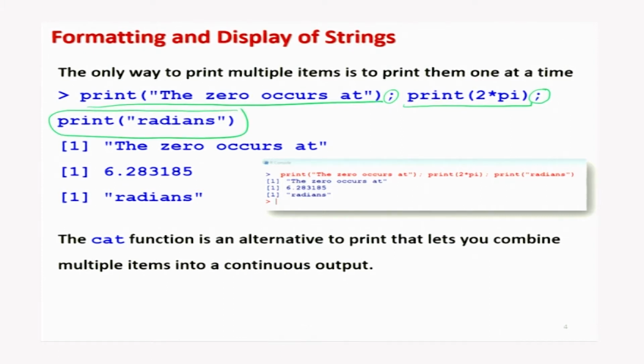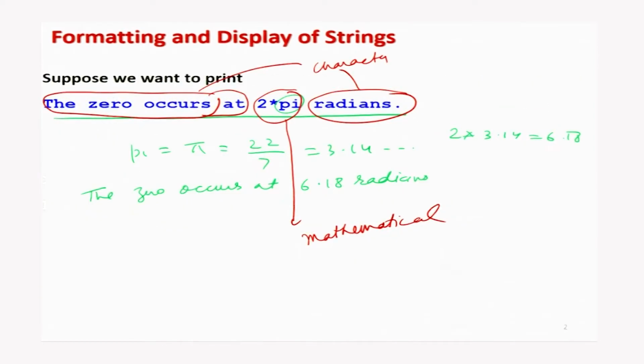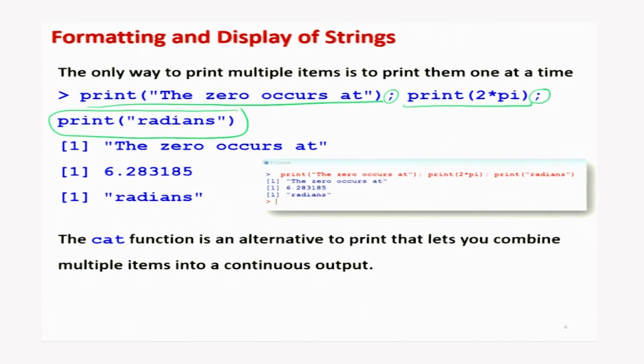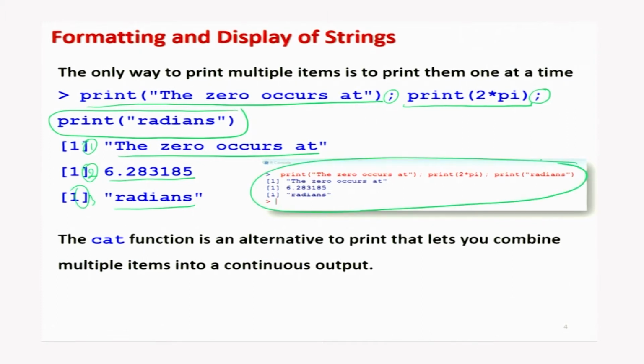If you recall what you wanted, it was "the 0 occurs at 6.28 radians", but now it is giving you "the 0 occurs at", then 6.283185, and then "radians". Is it the same format in which you wanted it? No. You are going to get this outcome in three different lines: line number 1, line number 2 and line number 3, and in the R console it will look like this. This is the thing which you don't want. You want everything to be written in the same line. So how to get it done?